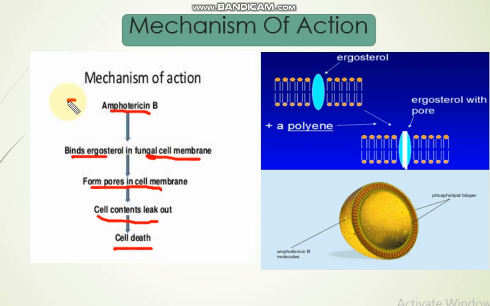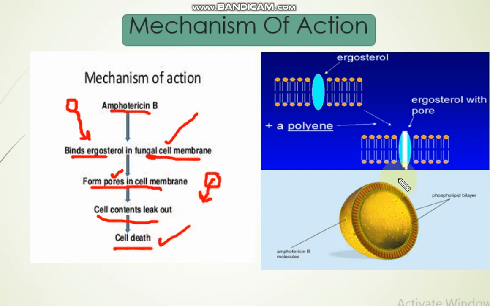First of all, let's consider this is the amphotericin B antibiotic, or the molecule of amphotericin B. This drug binds to the ergosterol, and this ergosterol is present in the fungal cell membrane. When amphotericin B binds to the ergosterol in the fungal cell membrane, it forms pores or holes in the cell membrane of the fungus. The inner contents of the fungus leak out through these pores, leading to the death of the fungus.